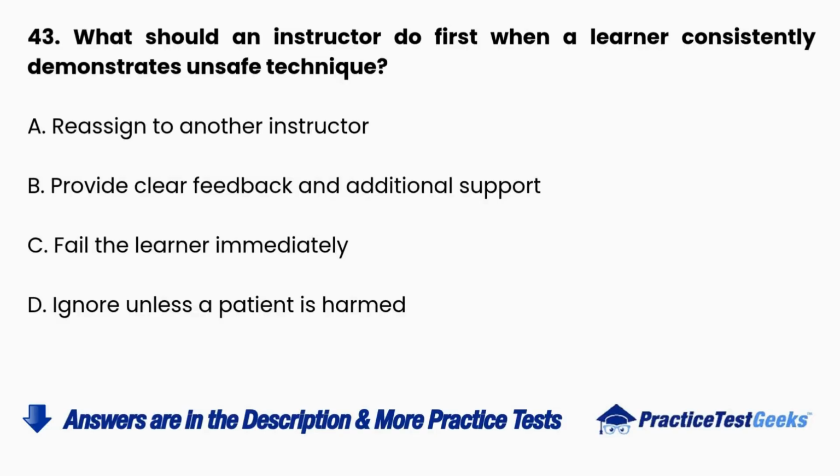44. A CNA preceptor is acting as a role model when they A. Delegate difficult tasks to students. B. Demonstrate proper technique and explain why. C. Allow students to perform all tasks alone. D. Grade without observation.